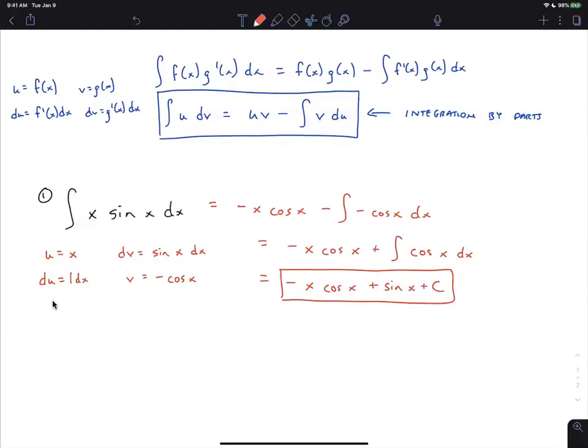Is dv not sine? Yeah, dv is sine x dx. Is that what you're asking? Yeah, so dv is sine x dx, which makes v negative cosine. But then dv is not in this part of the formula. Does that answer the question that's in chat? Okay, cool. Other questions? Okay, let's go through another one.